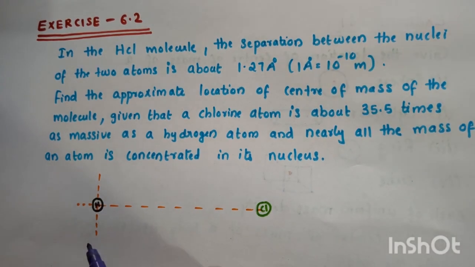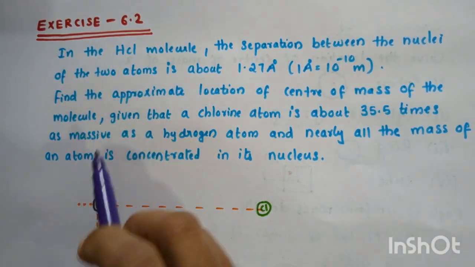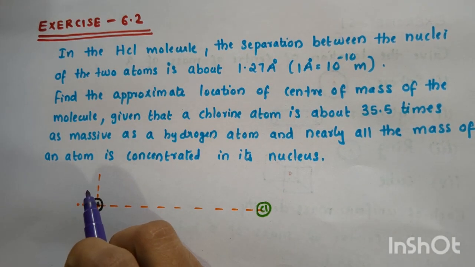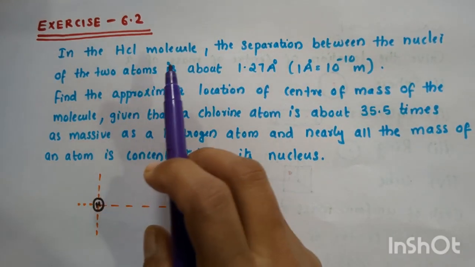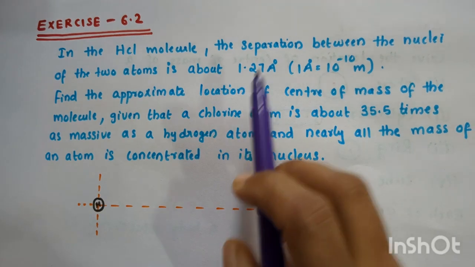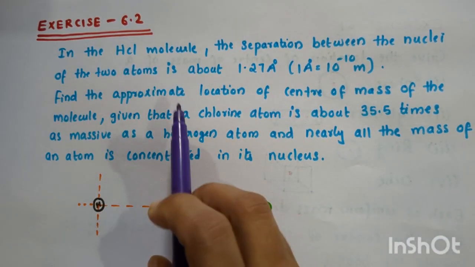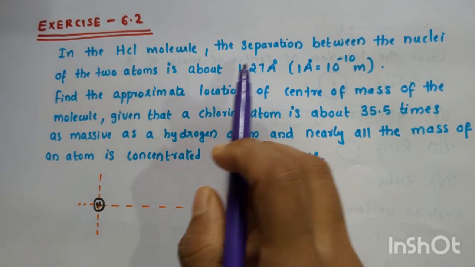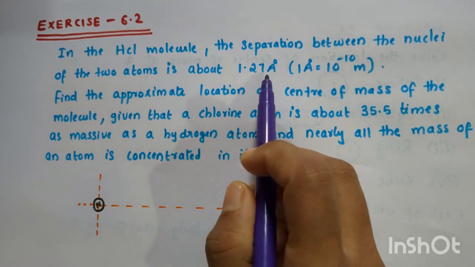Hello everyone. In this video, we are going to discuss exercise question 6.2 from Chapter 6, Systems of Particles and Rotational Motion, Class 11 Physics. The question is: in the HCl molecule, that is the hydrogen chloride molecule, the separation between the nuclei of the two atoms is about 1.27 angstrom. That is, the distance of separation between the hydrogen atom and the chlorine atom is 1.27 angstrom.